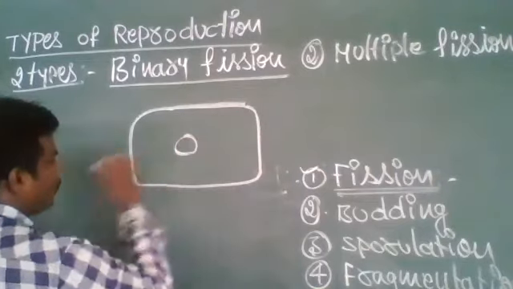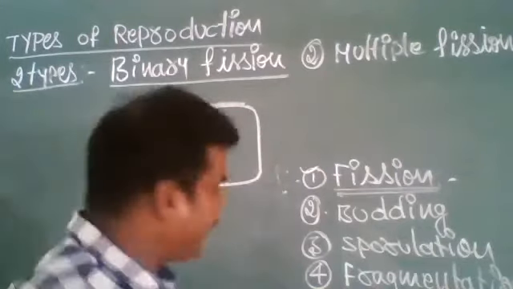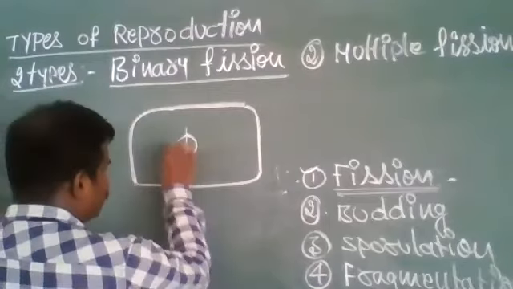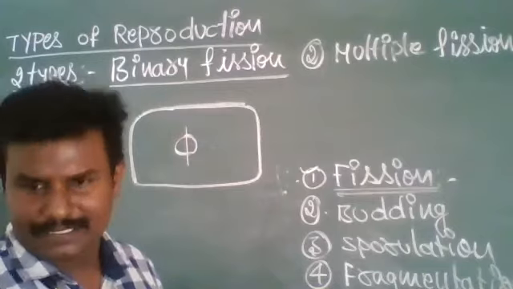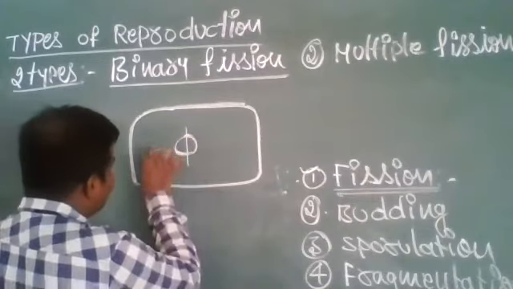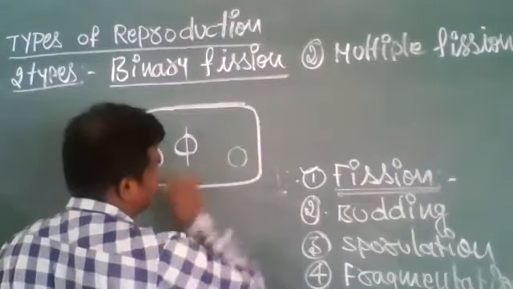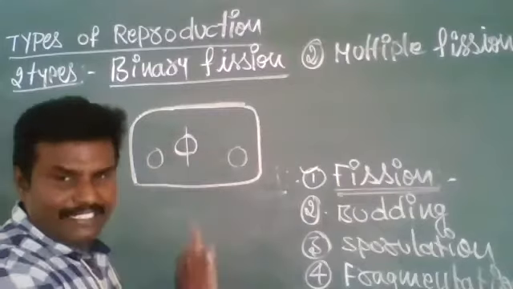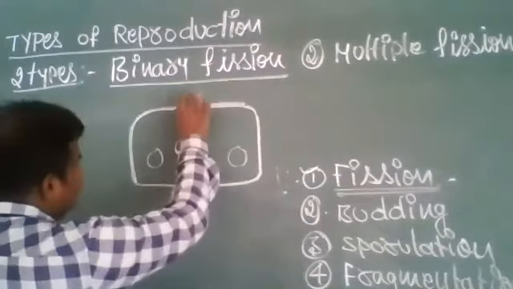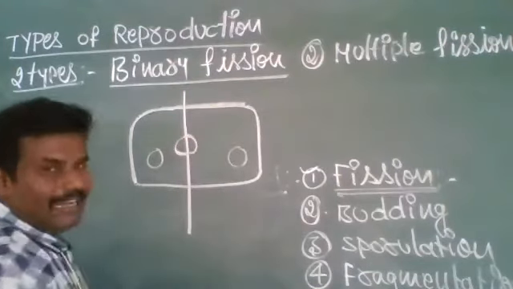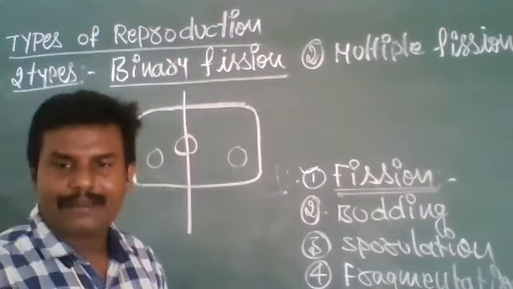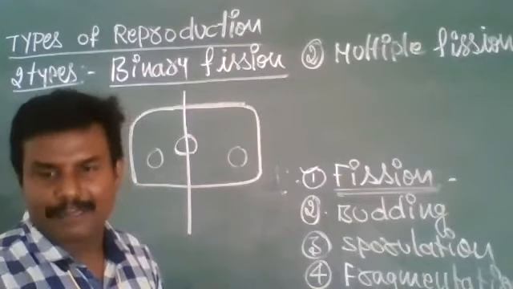This is the parental body. In the parental body, the nucleus divides into two equal parts. So one nucleus comes this side and one more nucleus comes this side. When the nucleus is divided into two parts, in between, the parental organism is divided into two equal parts.